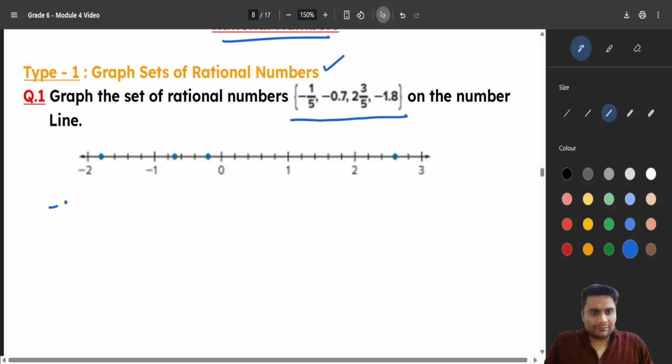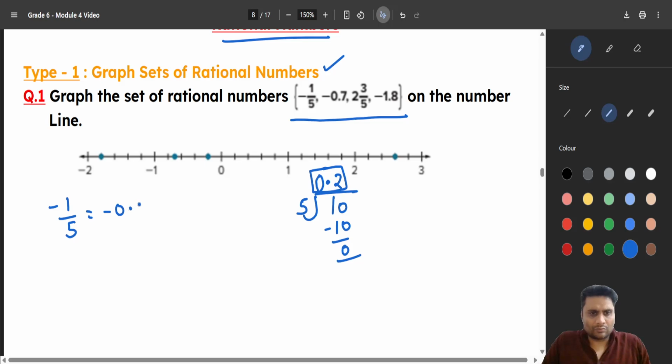So the first number is minus 1 over 5. Okay, which means 1 divided by 5. The 1 is smaller than 5, so I will put a decimal in the answer, and decimal will give me the power to write a 0 here. Now we know 5 times 2 gives me 10. We will do minus, we get 0, which means this. We do not leave the decimal alone, so I will write a 0 here. So my answer is what? 0.2. So minus 1 over 5 will become minus 0.2.